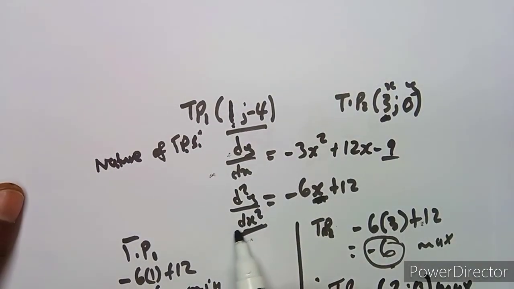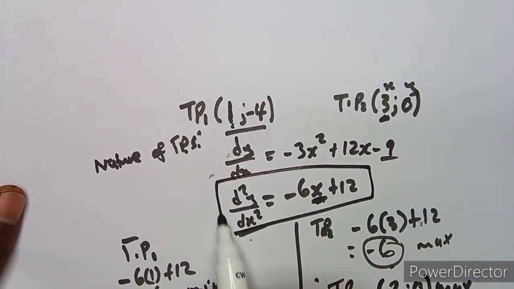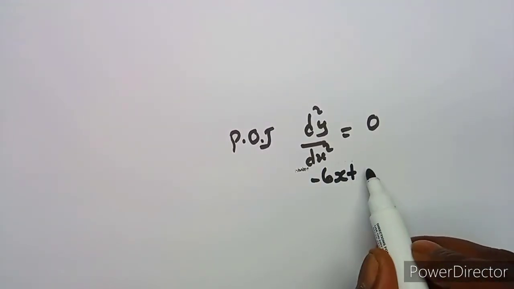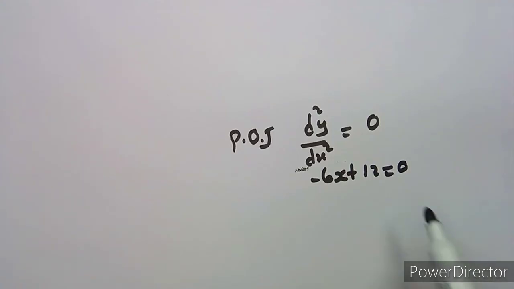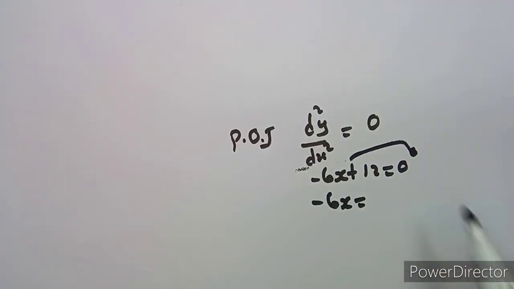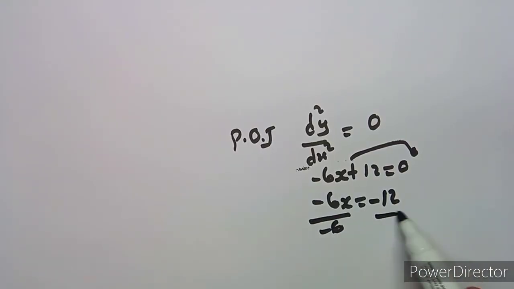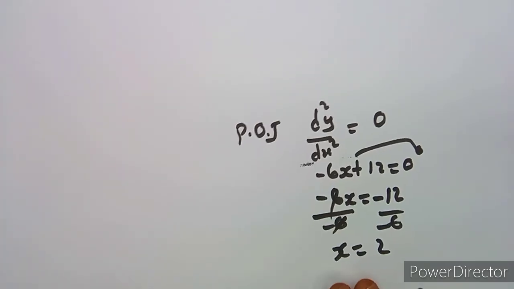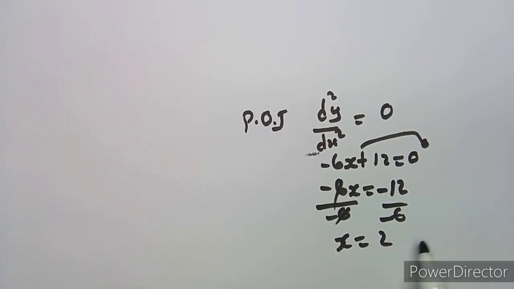This is our second derivative, already there. So -6x + 12 should be equal to 0. Which is -6x is equal to, transposing this, negative 12, divided by negative 6 by negative 6. So definitely x is going to be 2. But this is a point of inflection.